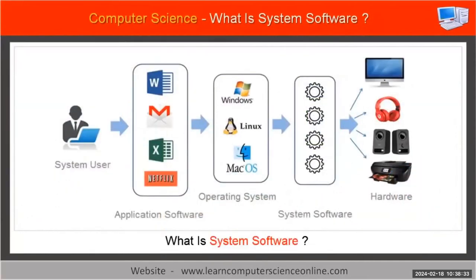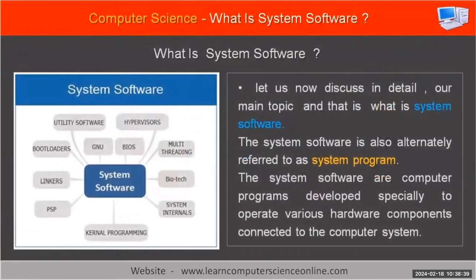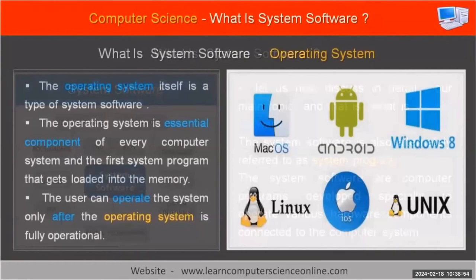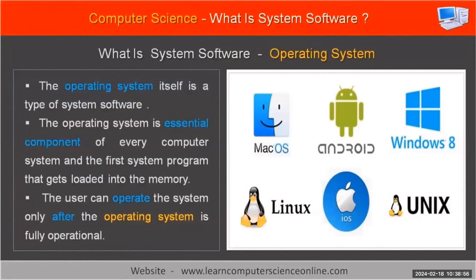For example, some hardware components, such as keyboard, display monitor, and mouse, are connected externally to the system. All right, let us now discuss in detail our main topic, and that is, what is system software? The system software is also alternately referred to as system program. The system software are computer programs developed specially to operate various hardware components connected to the computer system. The operating system itself is a type of system software.